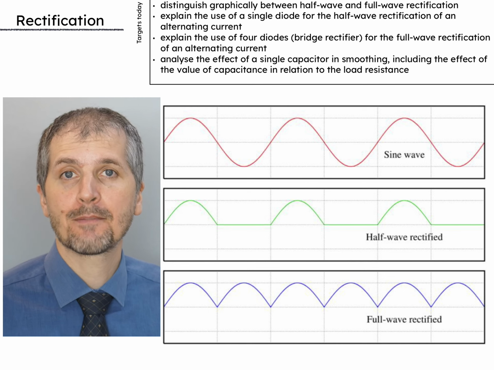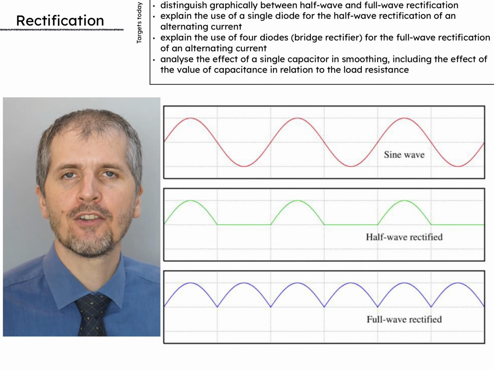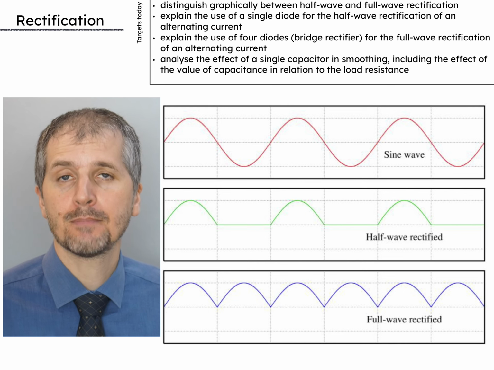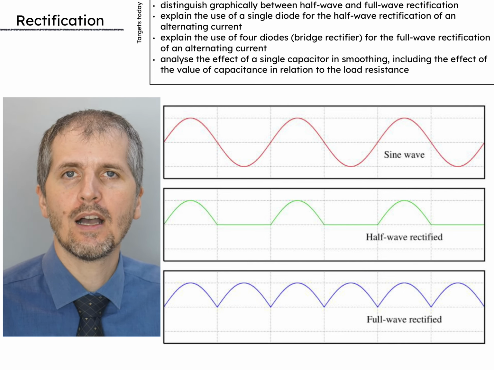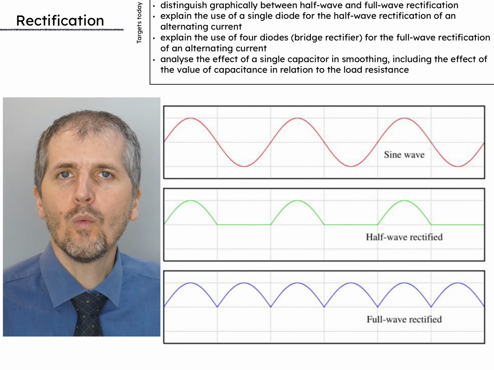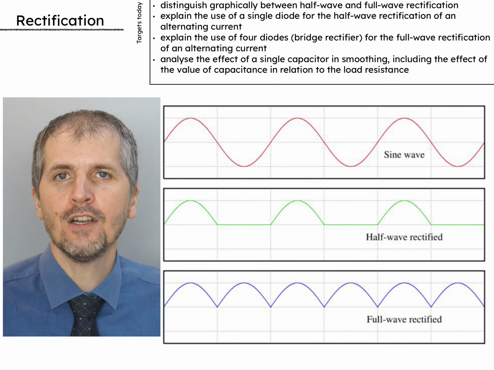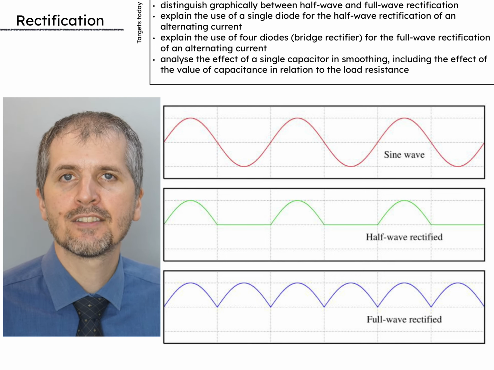We get our electricity supplied from power stations that distribute alternating current. But many of our devices, perhaps the ones that we love the most, such as our phones and our computers, require direct current in order to operate. So, what we need is a way of converting this alternating current into direct current. And the way we do that is through a process called rectification.